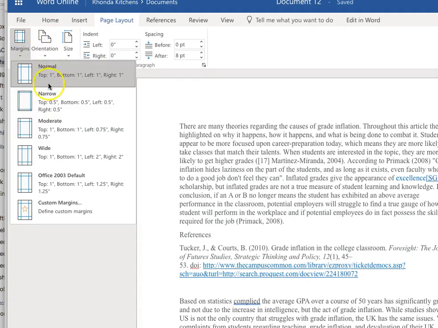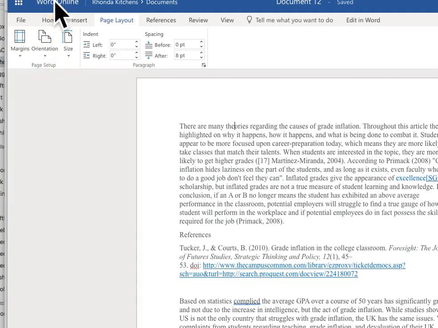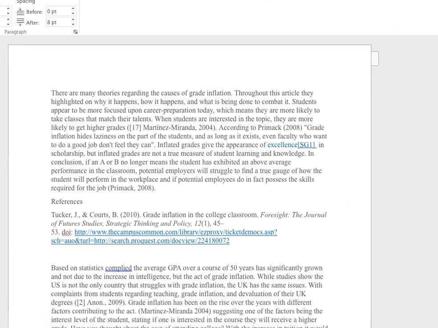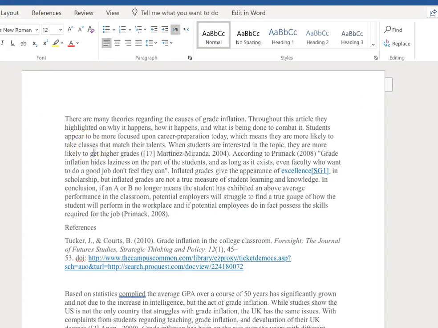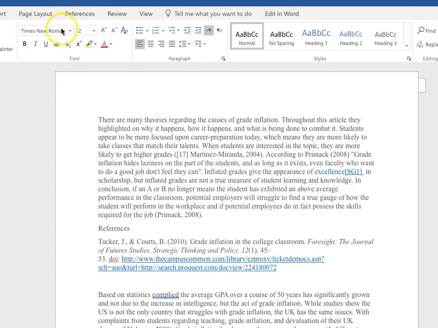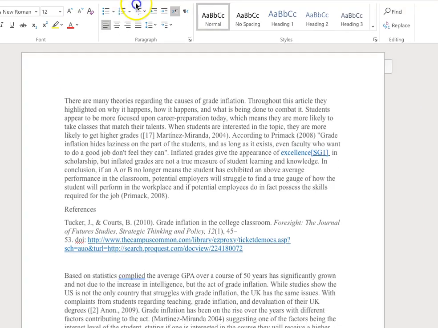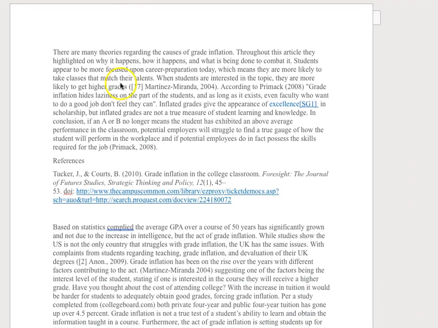It's not moving real fast. Here we go. 1 by 1 by 1. And we hope that's changed that. I'm going to go to home and make sure, yeah, as you can see up here, some days this works better than others. Times New Roman 12. And I'm going to go back down to the document.